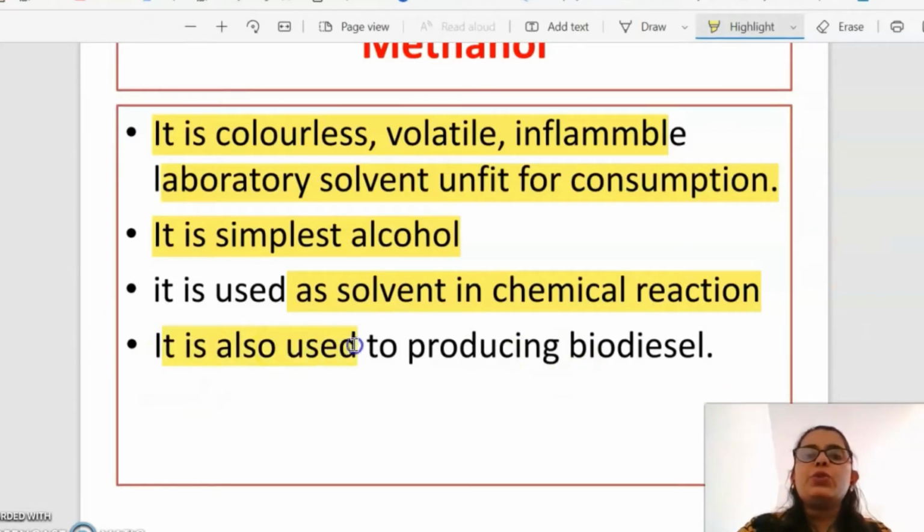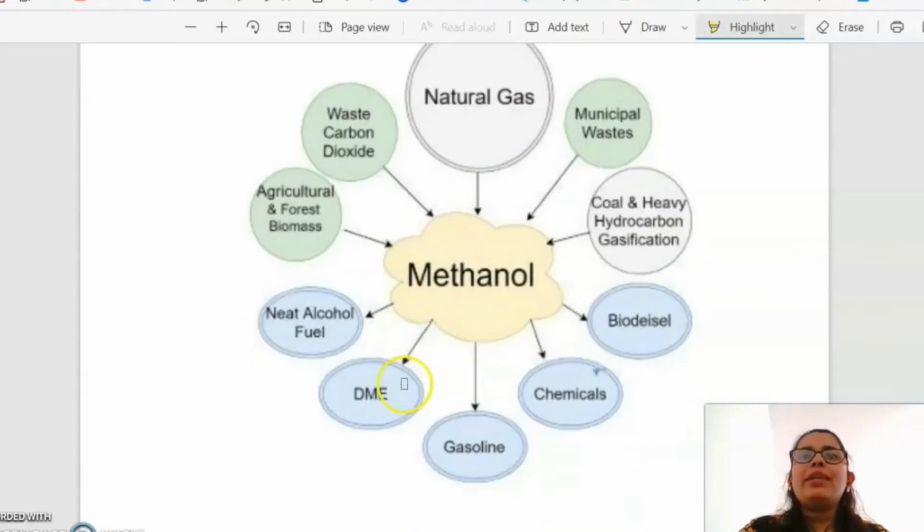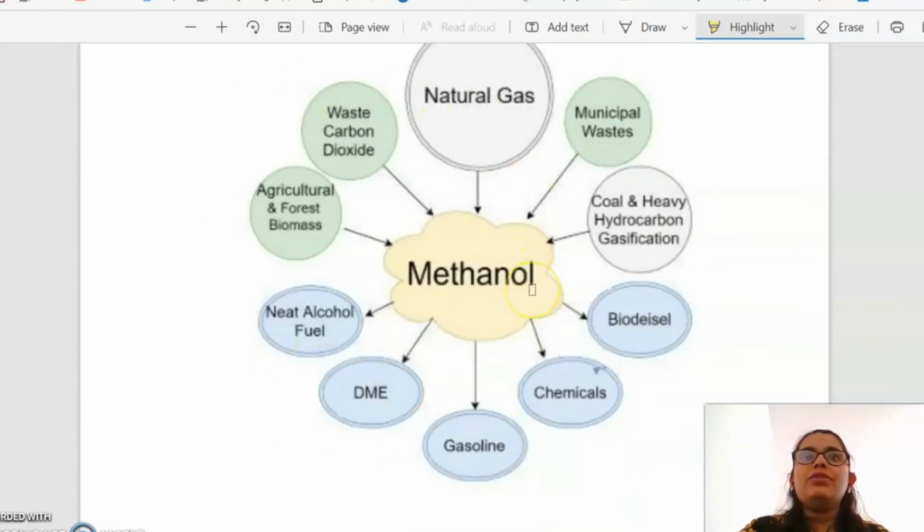It is also used for producing biodiesel. Nowadays, you have heard about biodiesel, everyone is going green and all those things. So methanol is very helpful for the production of biodiesel. Here I have put one diagram, a tree diagram, of the different uses of methanol.